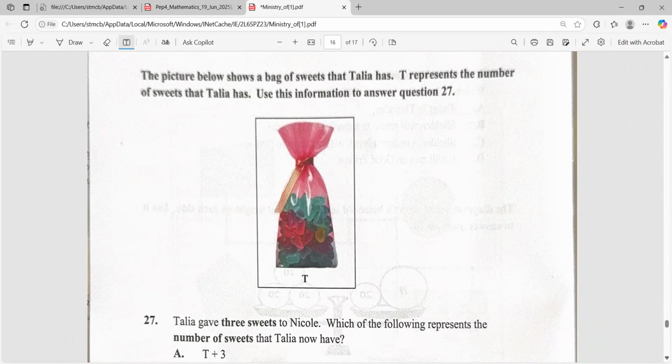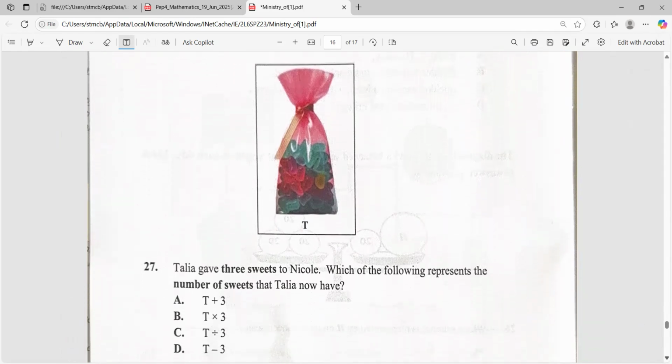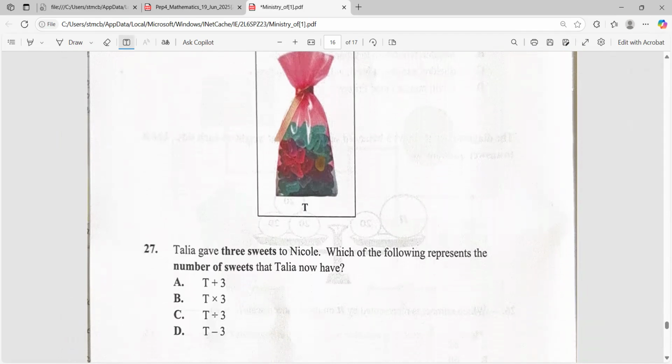So she basically gave away 3 of them. So it's T minus 3, right? Because remember, this is what Talia has. Talia gave away 3 to Nicole. Which of the following represents the number of sweets Talia now has? So if you have 6 and you give away 3, you would have 3. So it's 6 take away 3, right?